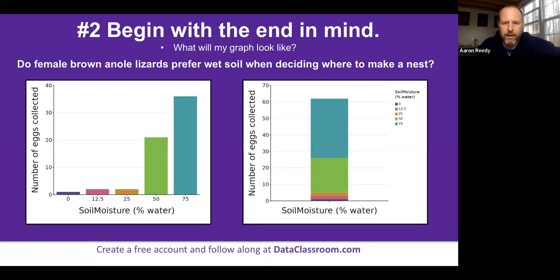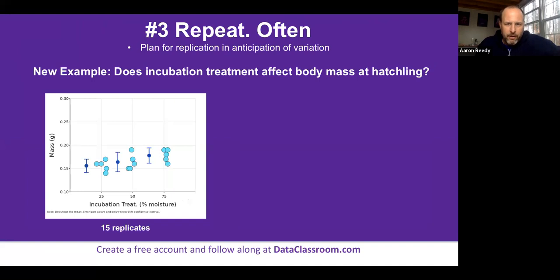Okay, so here we are again. This takes us to point number 3. Point number 2 was begin with the end in mind. Point number 3 is repeat often. Replication is really the backbone of good science.